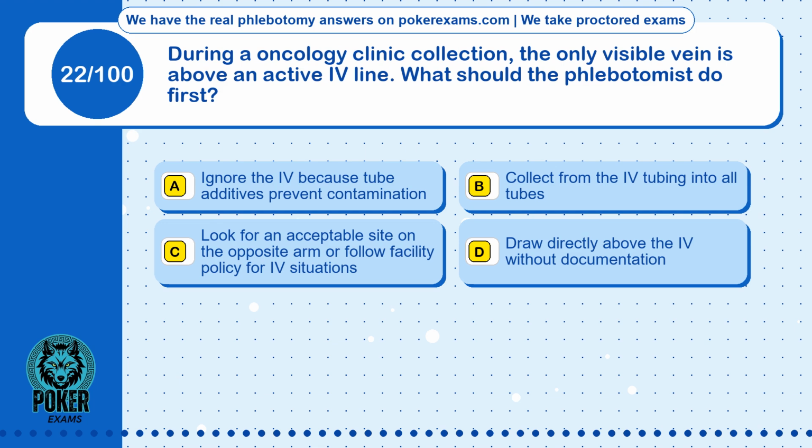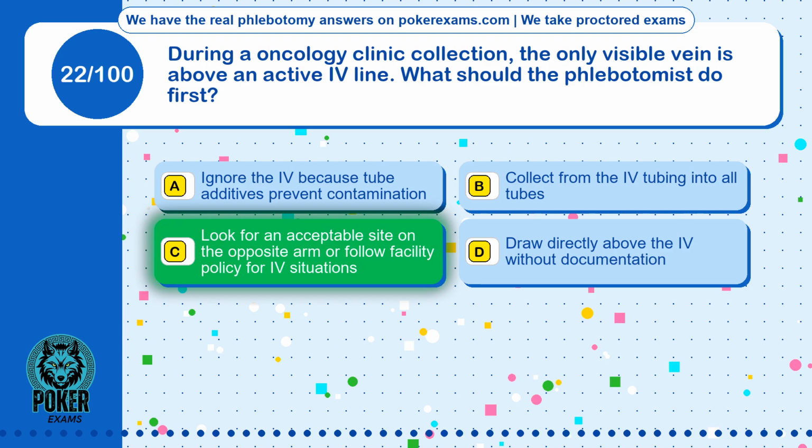Question 22. During an oncology clinic collection, the only visible vein is above an active IV line. What should the phlebotomist do first? Option A, ignore the IV because tube additives prevent contamination. Option B, collect from the IV tubing into all tubes. Option C, look for an acceptable site on the opposite arm or follow facility policy for IV situations. Option D, draw directly above the IV without documentation.